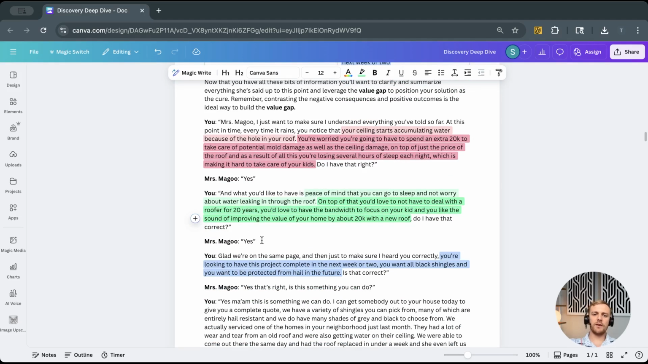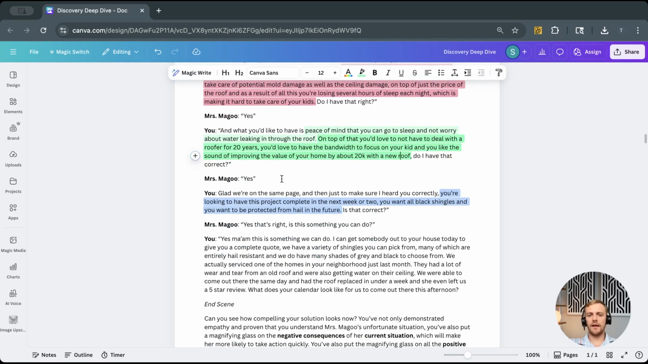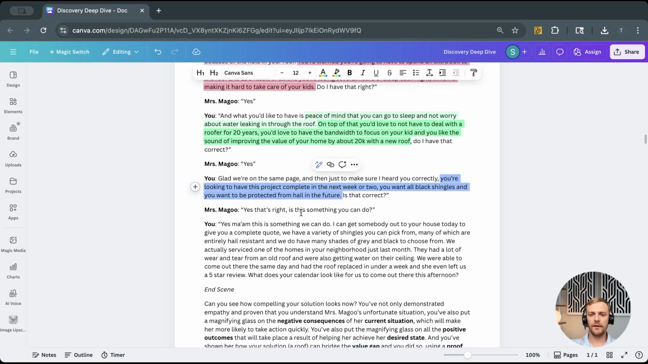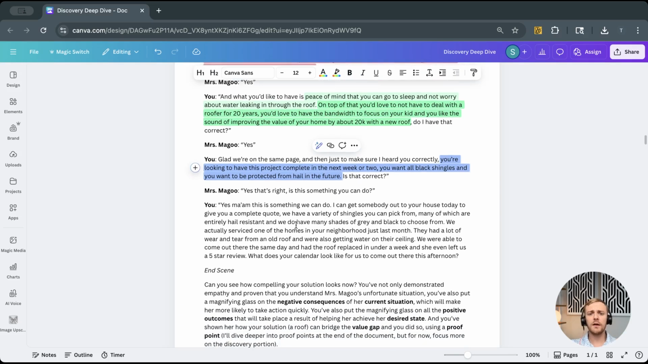Yes. And then if you don't have it correct, she'll correct you, and then you can just rephrase it again until you guys are on the same page. It's always good to check in with your customers or prospects to make sure you're understanding them. Boom, glad we're on the same page. And this is what you think, and this is what you require. Is that correct? Yep, that's right. And then she says, is this something you can do?